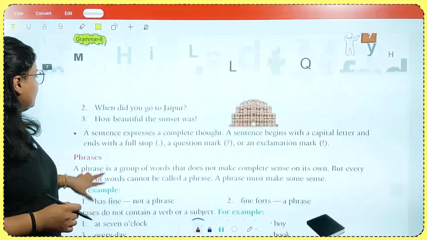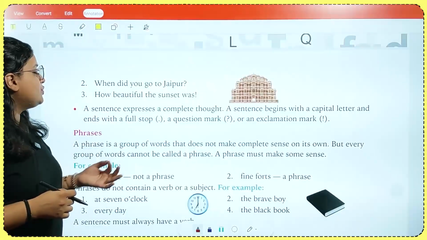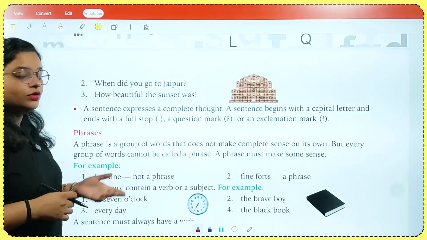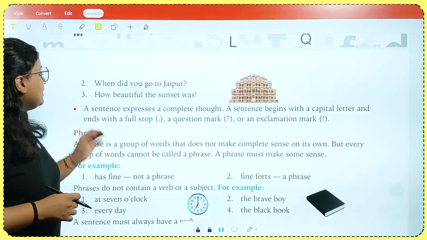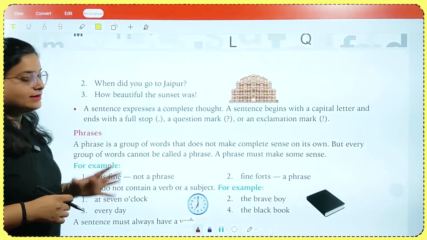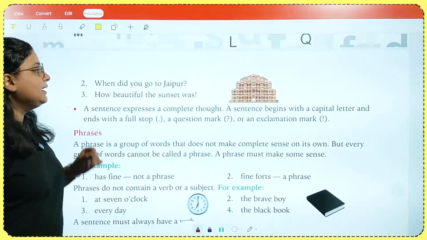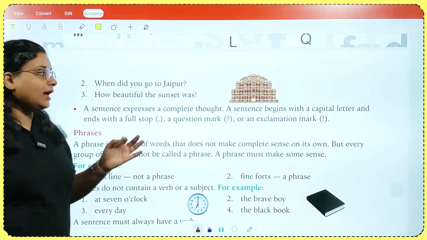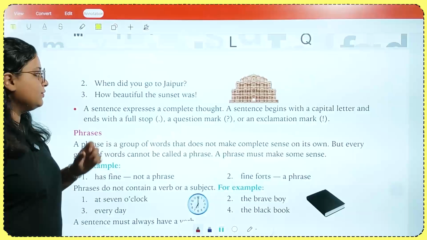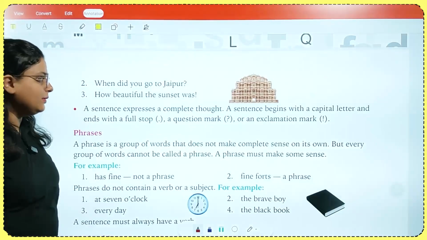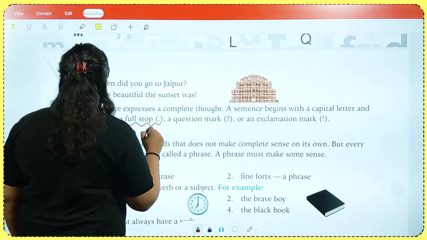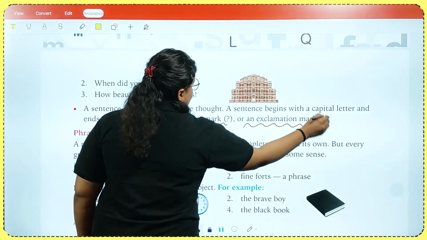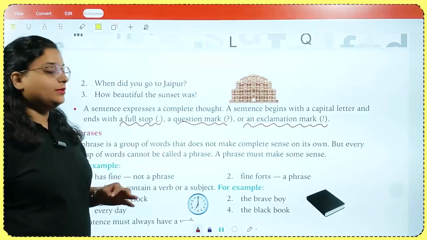Now next: when did you go to Jaipur? When did you go to Jaipur? This is a question. How beautiful the sunset was. How beautiful the sunset was. A sentence expresses a complete thought. From a sentence you get to know a complete thought. A sentence begins with a capital letter and ends with a full stop, a question mark or an exclamation mark. At the start of a sentence there is a capital letter, and the ending is with a full stop, a question mark or an exclamation mark at the end of the sentence, which is very important.